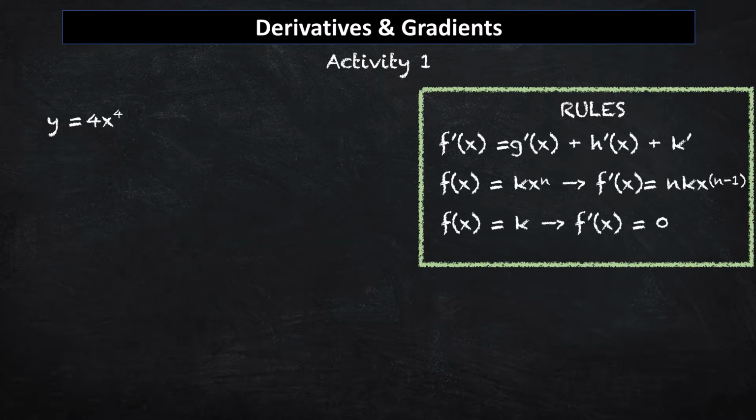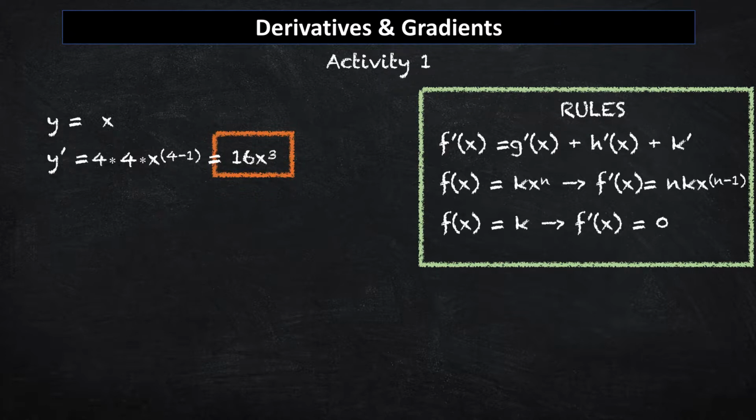The next function is y equal to 4x to the power of 4. We apply again the second rule, and we have that the derivative is equal to 4 multiplied by 4 multiplied by x to the power of 4 minus 1. And this is equal to 16x to the power of 3, which is the final answer.